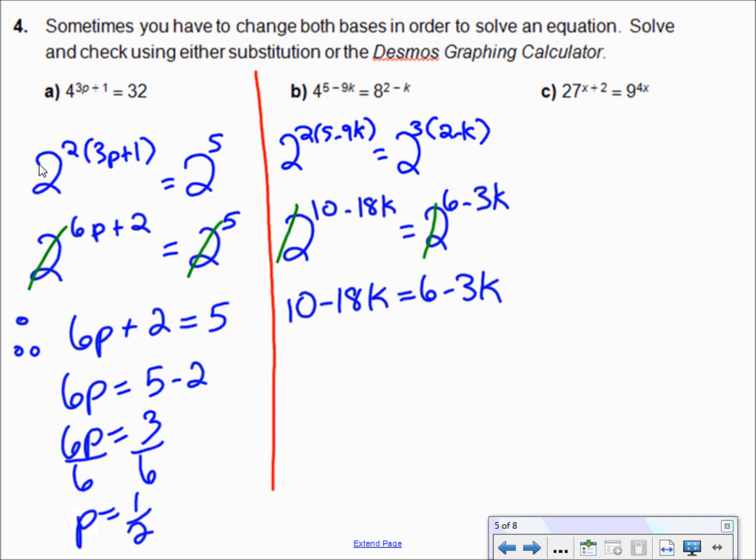Okay, I'm going to actually move the 18K over because it's negative. I want to make it positive, because it's the biggest number.